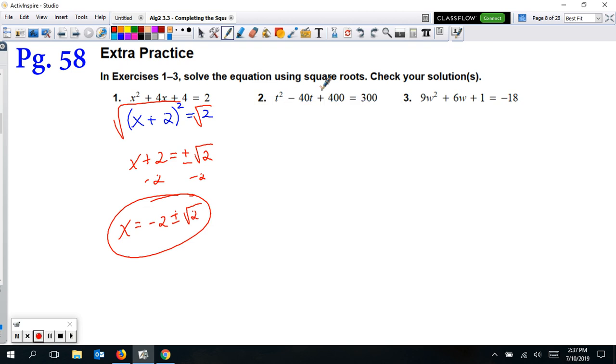All right, so as we come to number 2, let's take a look at this one. We're going to see our trinomial square.